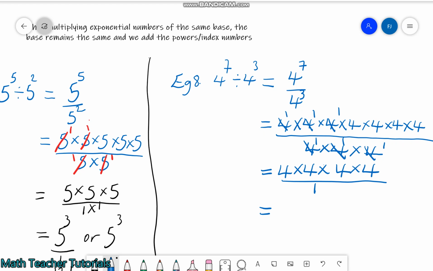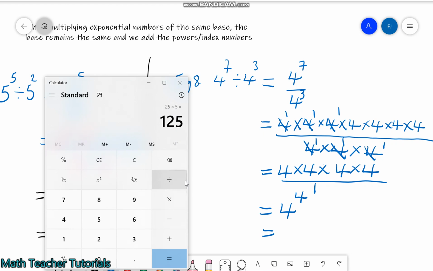In index form, 4 times 4 times 4 times 4 is 4 to the 4th power. And if we are to solve by punching it in on our calculator, we'd get 4 times 4 times 4 times 4, which is 256.